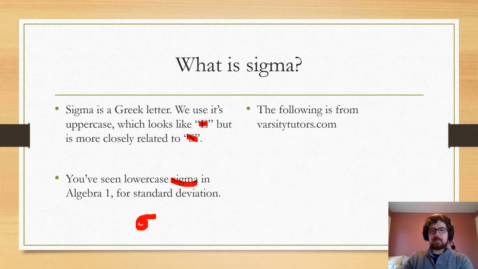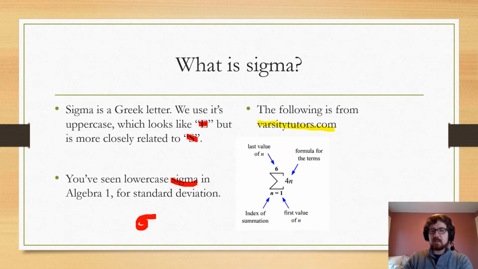So, the following is from varsitytutors.com. I'm clearly stating where I'm getting this. I did not make it. This is it. This Greek letter is an uppercase sigma. So that's what we're actually doing here.